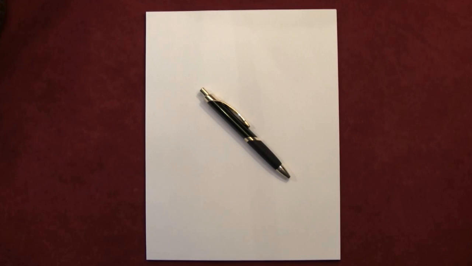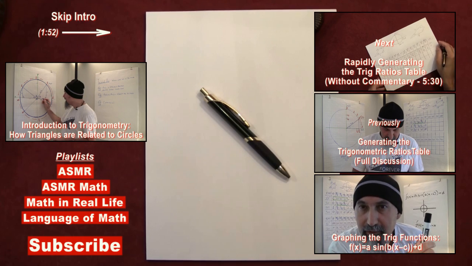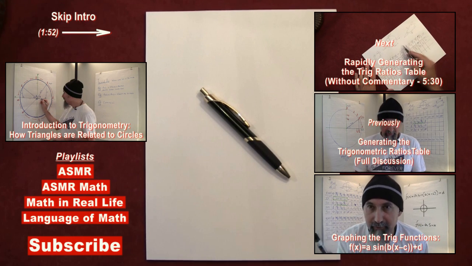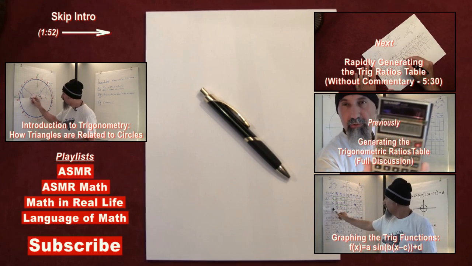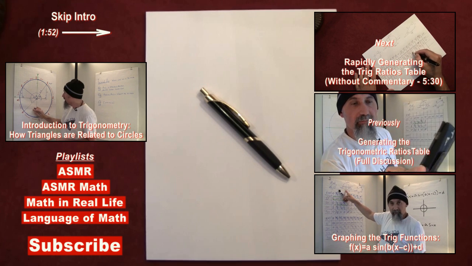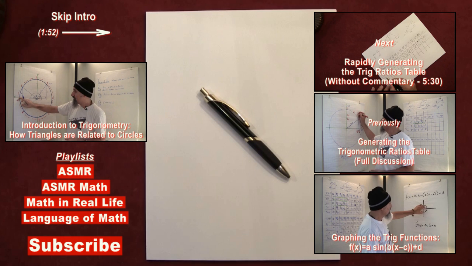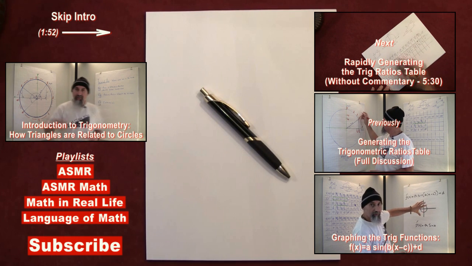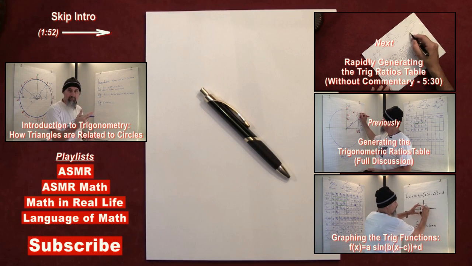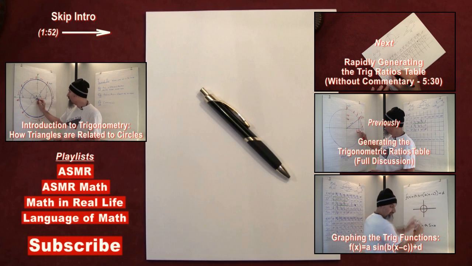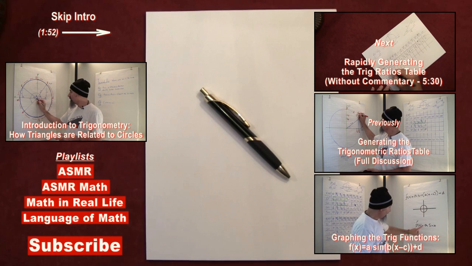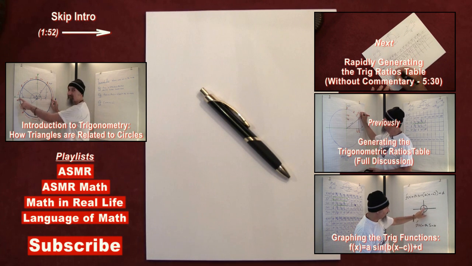This is chycho. Now what we're going to do in this table is generate the trigonometric ratios table for the special right triangles and the unit circle for the three primary trig ratios. And we're going to take a look at what those angles are in degrees and radians. Okay. Now we're going to go through this fairly fast.